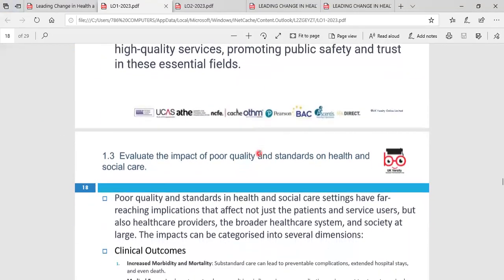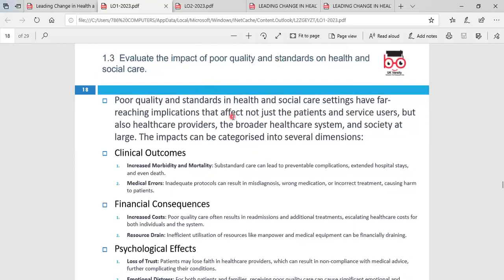And so the impact of quality and standards on health and social care: there may be obviously clinical outcomes that you have to assess. There's mortality, medical errors, morbidity. You have different charts that tell you how many. If you go to a hospital, there'll be a chart that says how many people came to the hospital, how many were discharged with their condition clinically managed, and how many did not make it, as a result of mortality. Medical errors have to be there: misdiagnosis, wrong medication, incorrect treatment. This is very important.